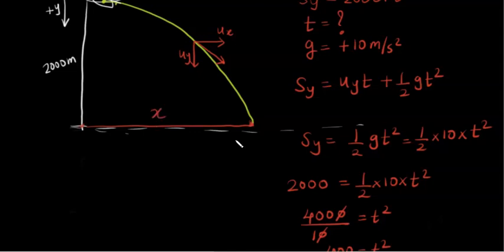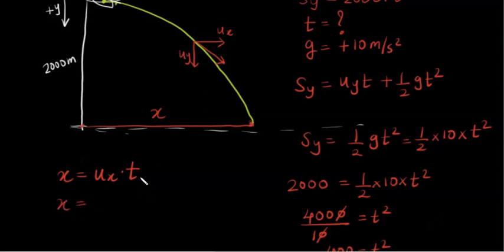Now, as we have already seen, the motion along the x direction is not hampered by the motion along the y direction. So our x will be ux into t. Why is it simply velocity into time? It is because in the x direction there is no acceleration. It is a uniform motion. In the y direction there is acceleration due to gravity. So x is equal to ux into t.